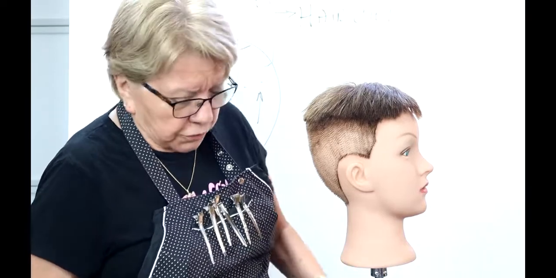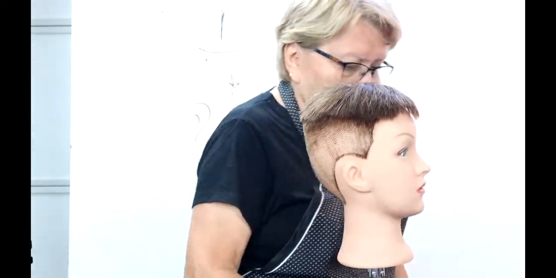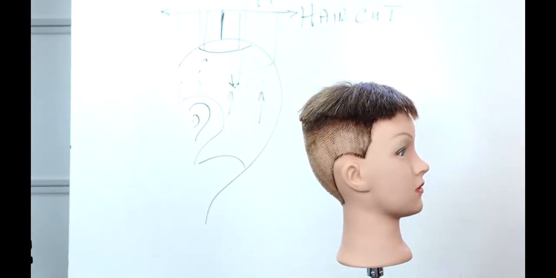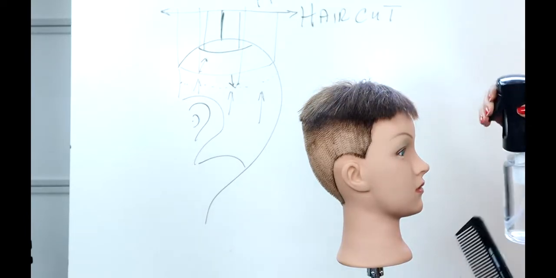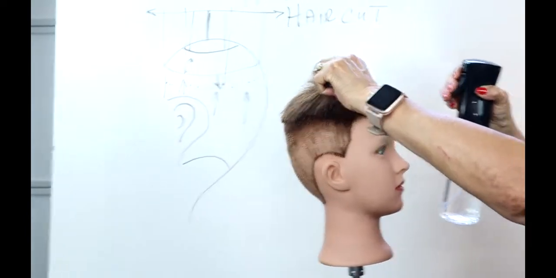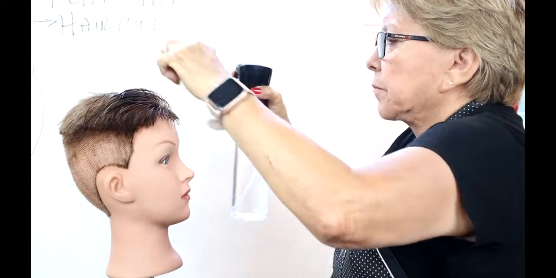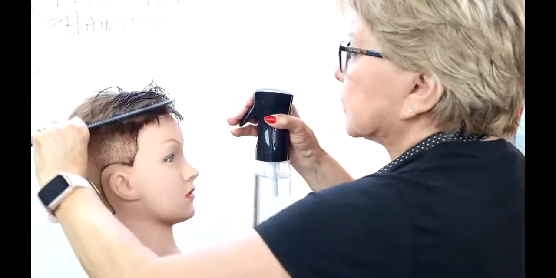So now what we're going to do, let me find, oh, they're there. Okay, I'm looking for my water bottle. So how do we know that this is a flat top? Okay, we've got one long piece there.